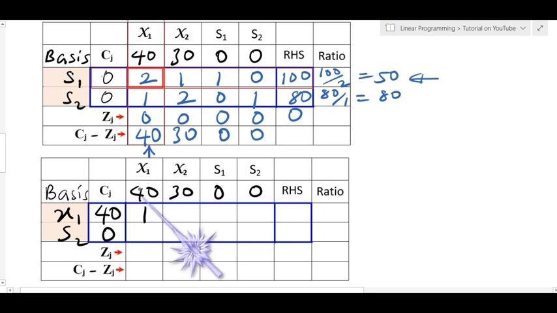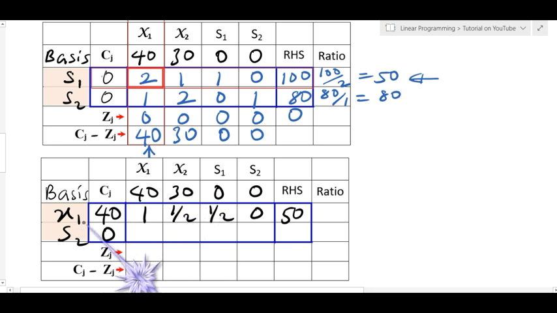Now you ask yourself, here we have 2 in row 1. The corresponding position is 1. So what do you do to 2 to get 1? You divide by 2. Therefore, you divide all the elements of that row by 2. Here we have 1 over 2. Here as well, we have 1 over 2. 0 over 2, we have 0. 100 over 2, we have 50.